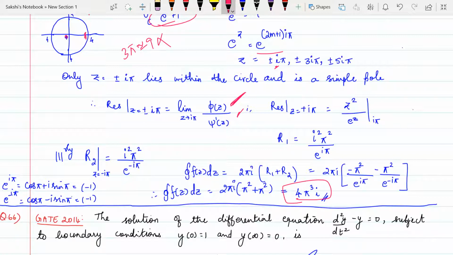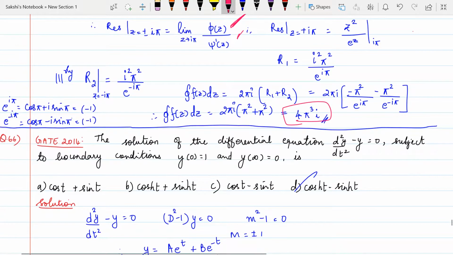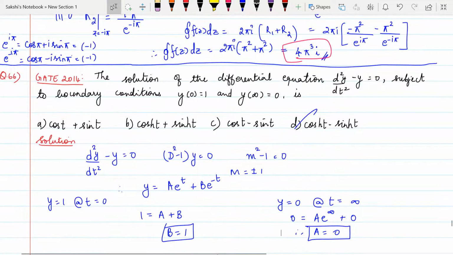You can do along with me. You can check if you're getting the same residues and the same answer. So the next question is from differential equations. A very simple question. You have a homogeneous differential equation, and you have two boundary conditions, and you just have to find the solution.